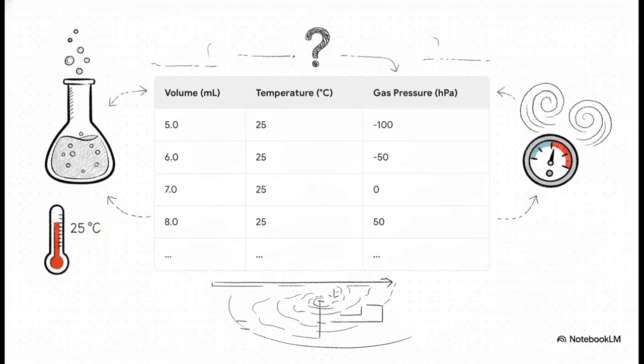And here it is. This is our starting point. You're looking at the data exactly as it was jotted down in the lab. We've got 3 columns: volume in milliliters, temperature in Celsius, and gas pressure in hectopascals. But right now, it's just a table of numbers. Whatever relationship is hiding in there, whatever story it has to tell, it's completely invisible to us.